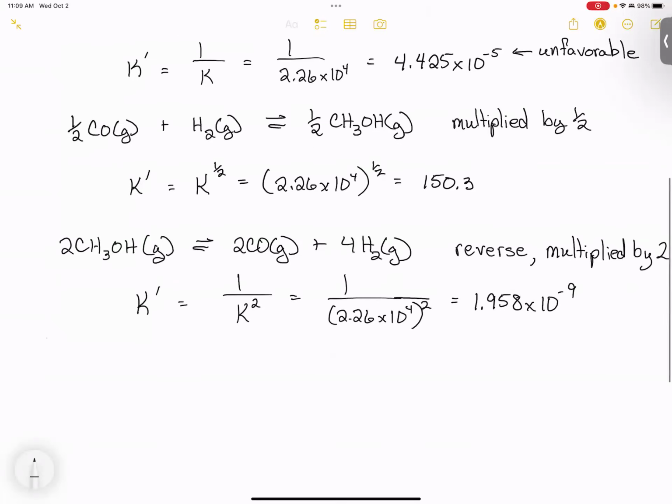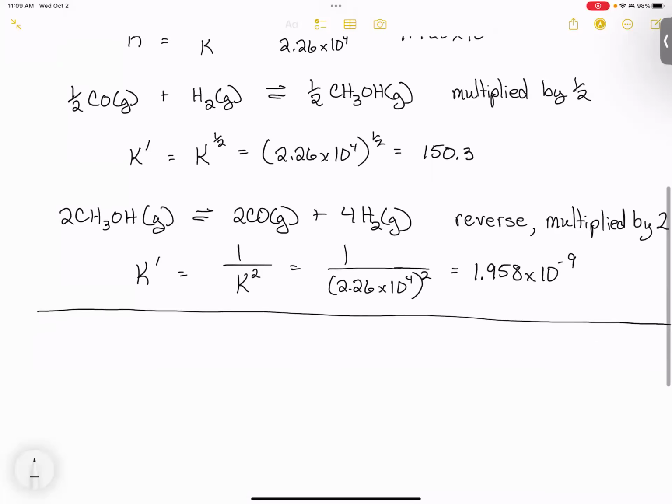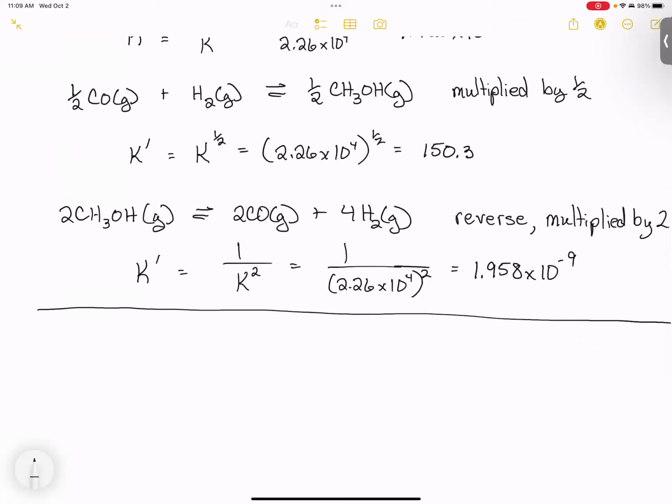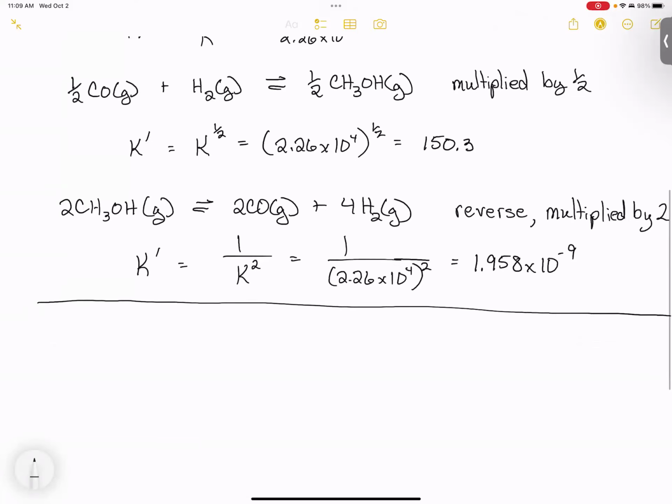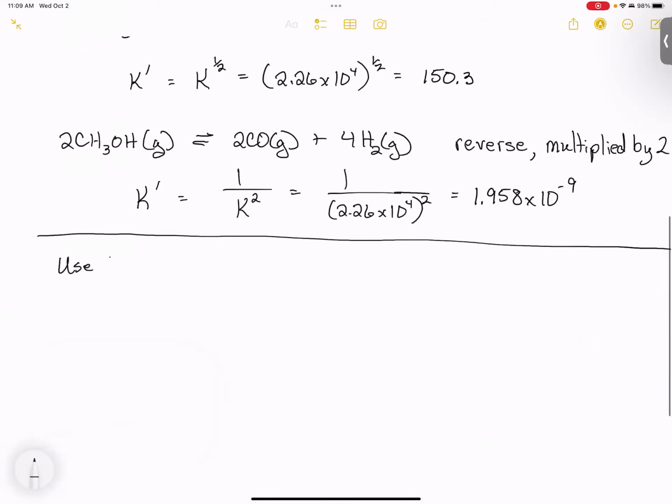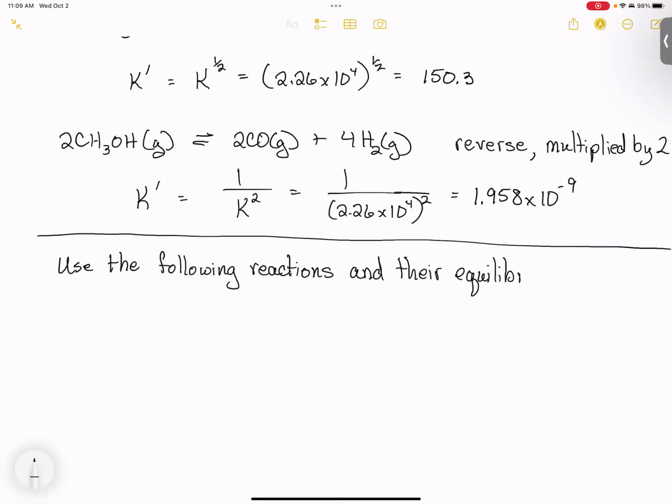Okay, let's look at one more example. Use the following reactions and their equilibrium constants to predict the equilibrium constant.